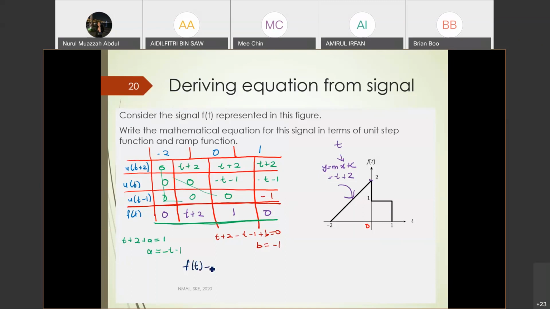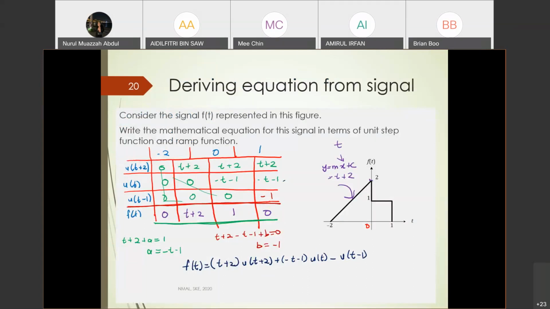You put f(t) equivalent to, you take the function on the left here, you multiply by the value in the same row, at this column here. First, this value first. f(t) is equivalent to (t plus 2)u(t plus 2), and then you take the second row here, because this is minus t minus 1, but plus first, plus minus (t minus 1)u(t), and then minus, because this is minus 1, so just minus u(t minus 1). So three unit step functions are involved.